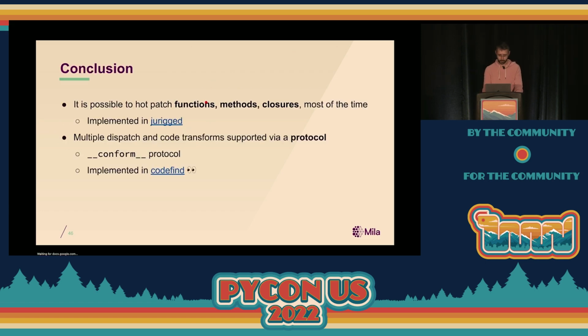So, in conclusion, it is possible to hot patch functions, methods, closures most of the time, which is what I have implemented in Jurigged. It is also possible to implement multiple dispatch and code transforms via a protocol. Here I have called it the Dunder Conform protocol. And I've implemented it in a separate library that I called Codefind. If anyone wants to look at it, I would appreciate it.